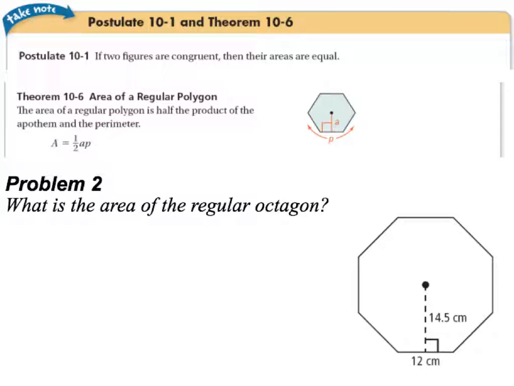To find the area of any regular polygon, we're going to be using Theorem 10.6. And what that says is to find the area of a regular polygon, we take half of the product of the apothem and the perimeter. So our formula here is A equals 1/2 a times P. a is our apothem. P is our perimeter.